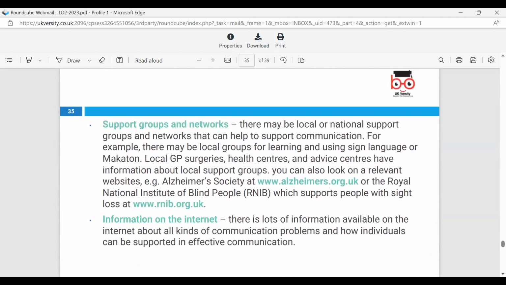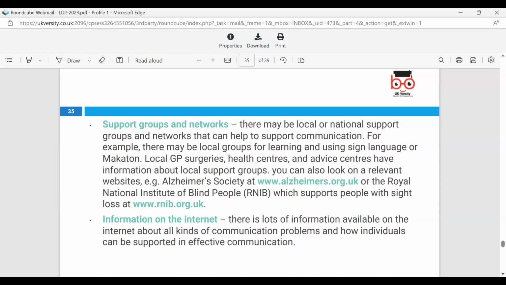Support groups and networks. There are local and national support groups available to support people. For example, local groups using sign language like Makaton. Local surgeries, health centres and advice centres have information about local support groups, such as for Alzheimer's, or the Royal National Institute for Blind People, RNIB, which supports people with sight loss. Also things like diabetes. There are support groups available at local GP surgeries, and sometimes hospitals have these support groups as well, which help support people with certain illnesses.